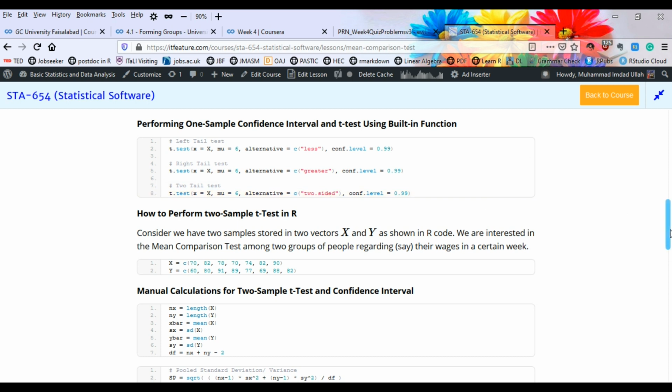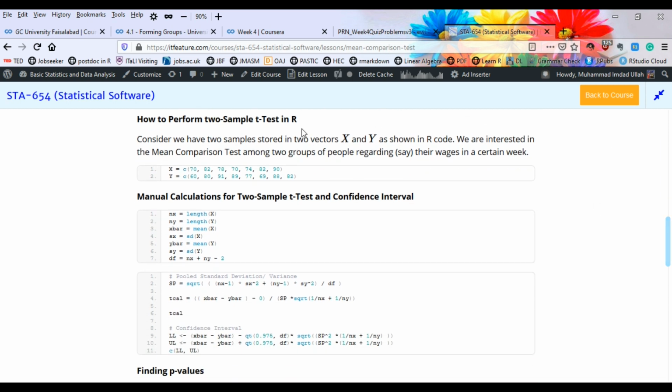To perform two sample tests, consider the example about the two groups. For performing two sample t-tests, consider we have two vectors x and y, and they suppose represent the wages in a certain week for these groups. First, we perform the manual calculation for two sample t-tests.